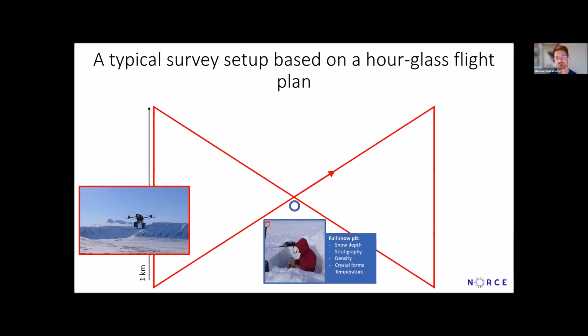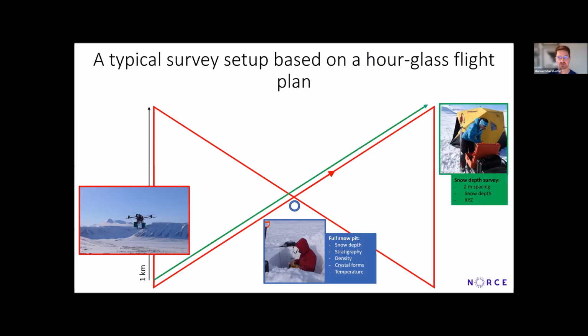And to validate those drone snow depth measurements, we would also do a full snow pit, collecting different parameters. We would collect snow depth and their GPS locations on one of the sides of that hourglass, trying to match where the drone would be flying and surveying. And we also had a couple of different locations where we measured bulk density, which is an important parameter to tune the radar measurements for snow depth.